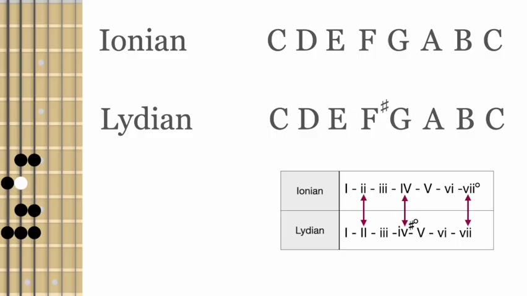Now, if you'll notice over to the right, between Ionian and Lydian, because of that sharpened fourth, it has impact on our chords. The second chord from Ionian is minor, but the second chord in Lydian is major. The fourth chord in Ionian is major, but in Lydian, it's a sharpened diminished chord. And the seventh in Ionian is a diminished chord, but in Lydian, it's simply a minor chord. And so that's where this stuff starts to make sense.